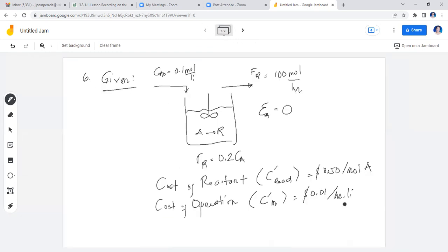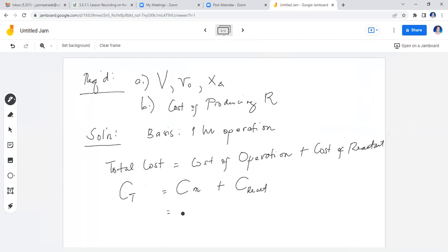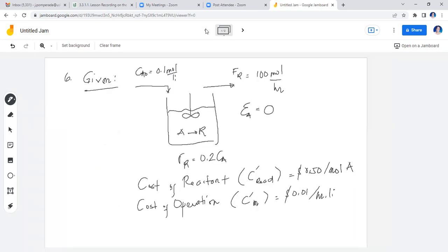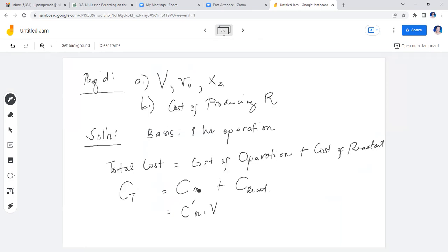So for us to get rid of the per liter unit in your cost of operation, it follows that the total hourly cost for operating your mixed flow reactor would be your C prime M times the volume. What am I doing? I'm eliminating the per liter here and leaving only the per hour unit. So the cost per hour, that is. Since it's already based on per hour operation, our unit per term would simply be the cost, the money, which in this case is in dollars. Do you follow?